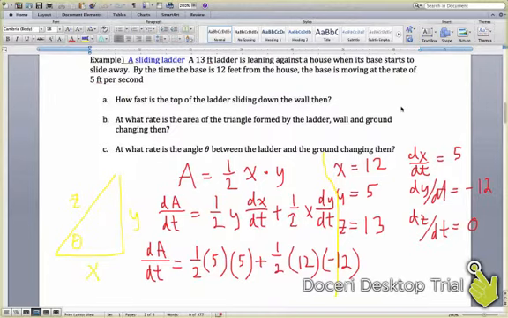And what happens whenever you perform these computations is you come out with a value. Now, dA/dt is going to be in terms of feet squared per second. So you get negative 59.5 feet squared per second.